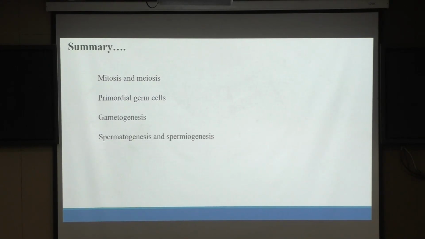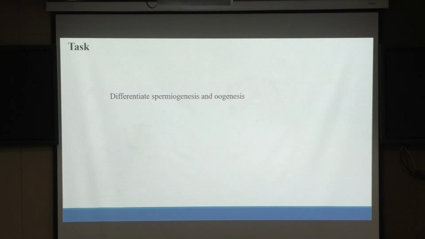Okay, fine. Now, if time permits, work out again the difference between mitosis and meiosis, and read from the textbooks about the primordial germ cells and try to differentiate oogenesis and spermatogenesis. So this is for you to go back and read.